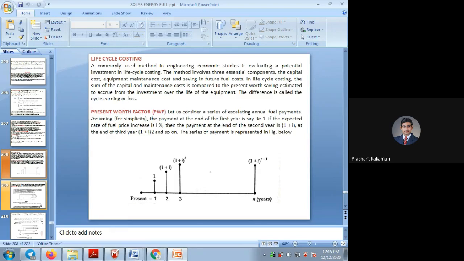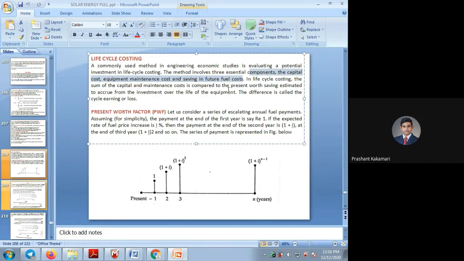So that economic study is evaluating the potential investment in its life cycle. The method involves three essential components: the capital cost, which is the investment; the equipment maintenance cost for a given life; and the saving in future fuel costs. We need to consider these for life cycle costing. In life cycle costing, the sum of the capital and maintenance cost is compared to the present worth saving estimated to occur from the investment over the life of the equipment.